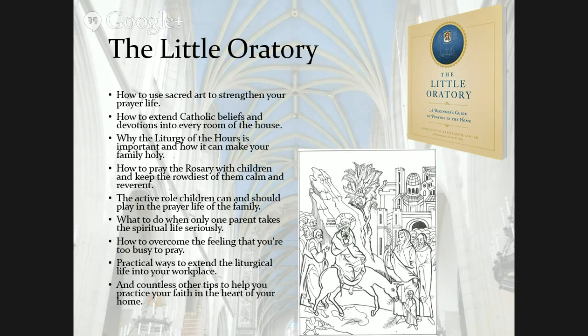This is a wonderful book that I came across, and it's really a way of asking how do we incorporate this sacred art into our homes? How do we incorporate our faith into the homes in a deeper way? It's called The Little Oratory. It's partially written by David Clayton, an artist that I've referenced, and partially by a mother of like 8 children. There's a lot of practical ways of how do I help my children to grow in the faith? How do I help them experience a lot of this beauty of the church? There's a whole bunch on how to pray the rosary with children and keep them, well, reverent.